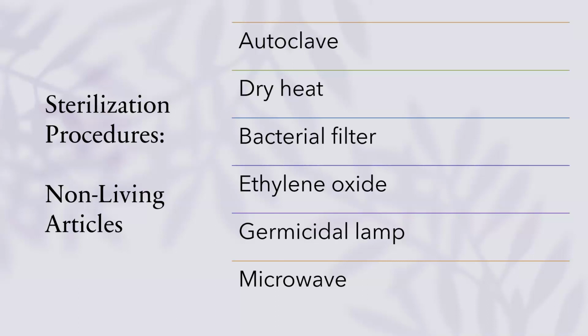The routine sterilization procedure of non-living articles, such as nutrient media, glasswares, distilled water, and instruments, is by autoclaving under steam at a pressure of 15 pounds per square inch at a temperature of 121 degrees Celsius for 15 minutes. It should be noted that when autoclaving screw cap bottles, the caps must not be closed too tightly in the autoclave so that gases can expand without the risk of explosion.